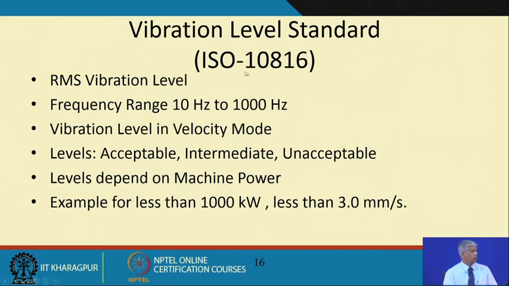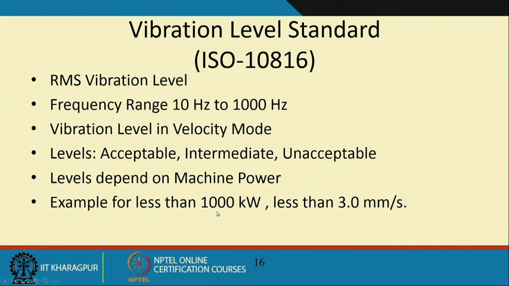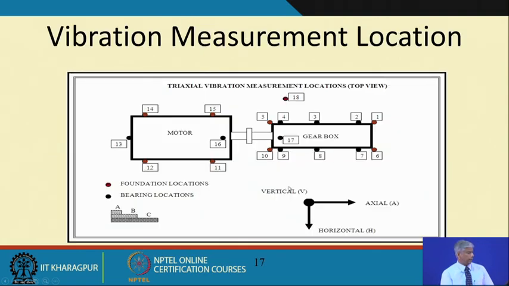There is an ISO 10816 standard that people can look up. The vibration level is measured in RMS. The frequency range is from 10 to 1000 hertz. Vibration level is measured in the velocity mode. There are 3 different levels of this overall RMS vibration level, depending on the power of the machine, given in this ISO standard. So, people can know whether the machine is acceptable, not acceptable, or requires immediate maintenance. For example, a good thumb rule is that for a 1000 kilowatt machine, the RMS velocity vibration level should be less than 3 millimeters per second.